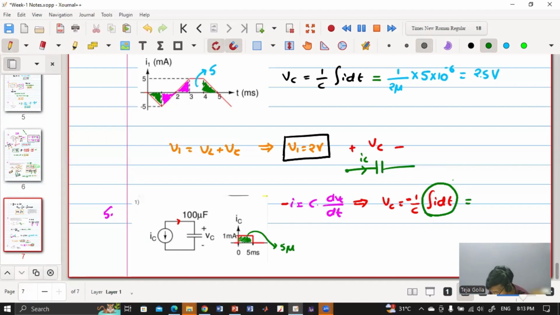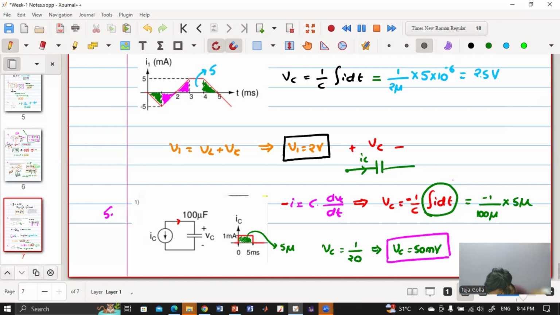So this will be minus 1 by 100 micro into 5 micro. So VC is 1 by 20. I think it is 50 millivolt. VC is 50 millivolt. So irrespective of this graph, my concept will not change, right? Concept will always remain the same.